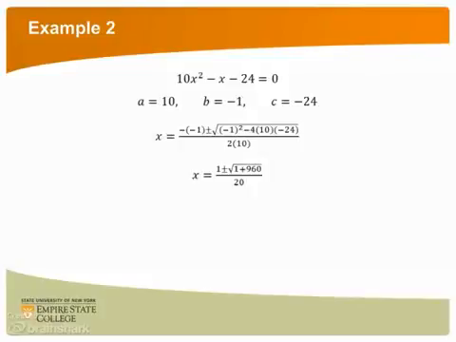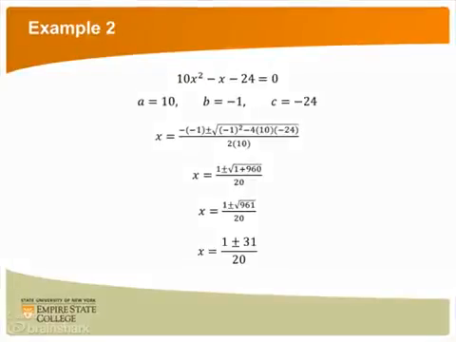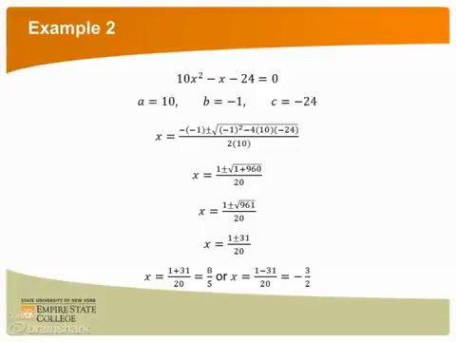Multiplying out, we have x equals 1 plus or minus the square root of 1 plus 960 divided by 20. Combining under the radical, we get 961. The square root equals 31, so we have x equals 1 plus or minus 31 over 20. Splitting into our plus and minus options, 1 plus 31 is 32, which divided by 20 simplifies to 8/5. 1 minus 31 equals negative 30, divided by 20 is negative 3/2.